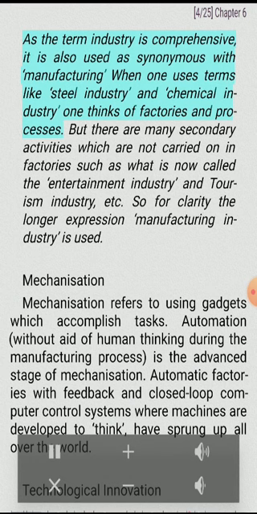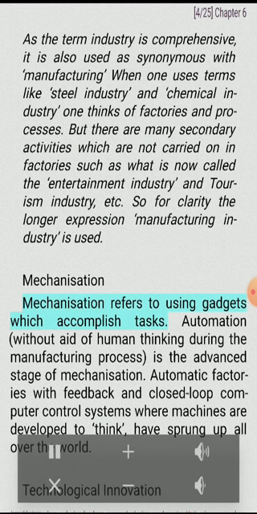When one uses terms like steel industry and chemical industry, one thinks of factories and processes. But there are many secondary activities which are not carried on in factories, such as what is now called the entertainment industry and tourism industry, etc. So for clarity, the longer expression, manufacturing industry, is used.